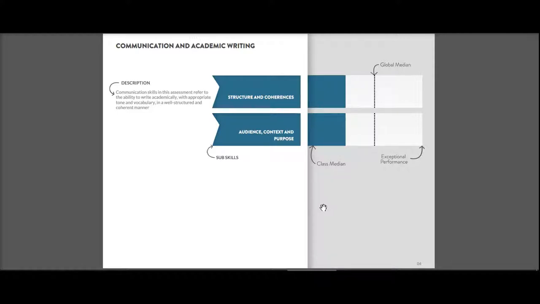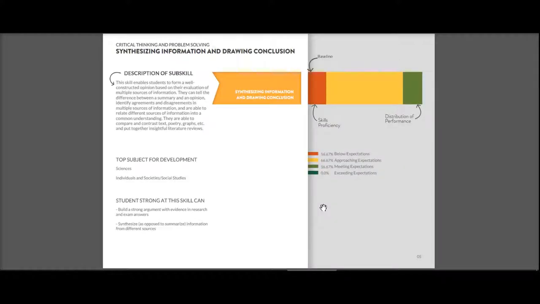If you want to dig even further, you will be able to see the distribution of performance of students on each subskill. Right here we're looking at synthesizing information and drawing conclusions. You have a description of the subskill, the top subjects where we recommend developing it, and what students who are strong at this skill can do. It also shows what percentage of students are below expectations, approaching expectations, meeting expectations, and exceeding expectations.